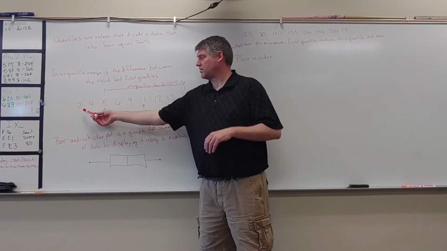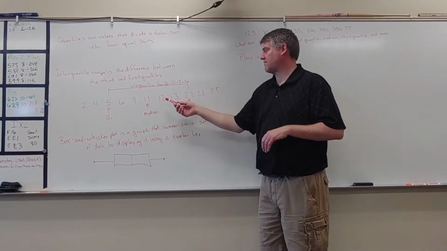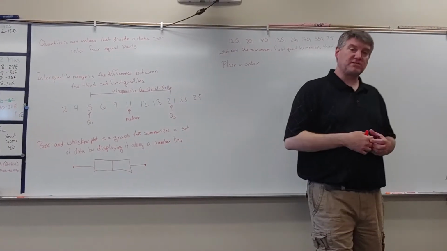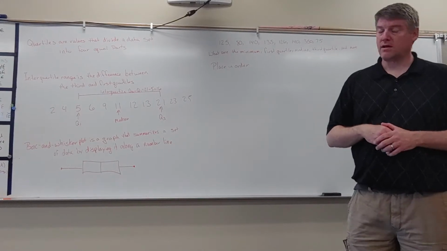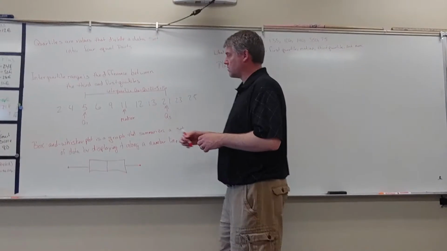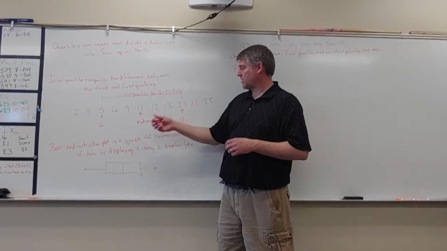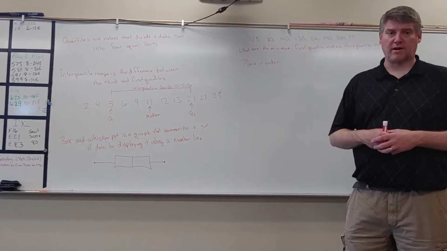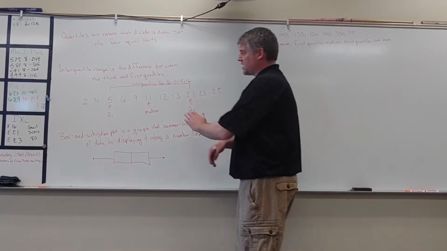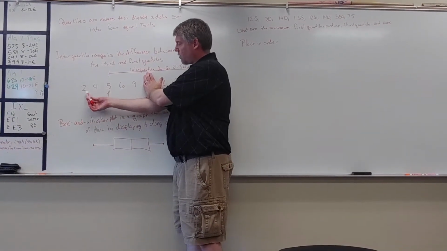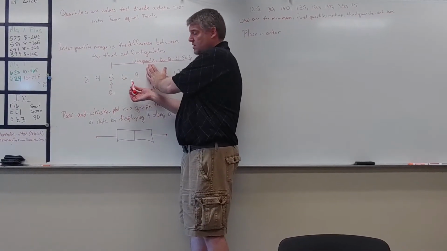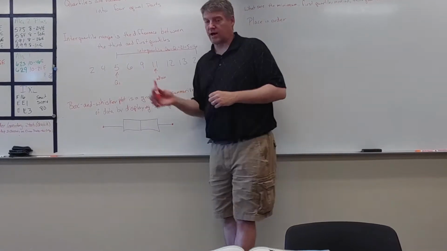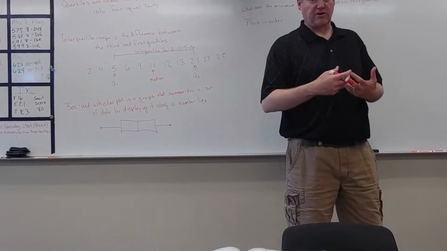We have our values 2, 4, 5, 6, 9, 11, 12, 13, 21, 23, 25. The first thing we want to do is find our median. Our median is our middle value, so our middle value here is going to be 11. Now to find my lower quartile, quartile 1, I'm going to find the median of my lower values here. So I have 1, 2, 3, 4, 5. My median then is my third value, which is 5. So quartile 1 is going to be a value of 5.